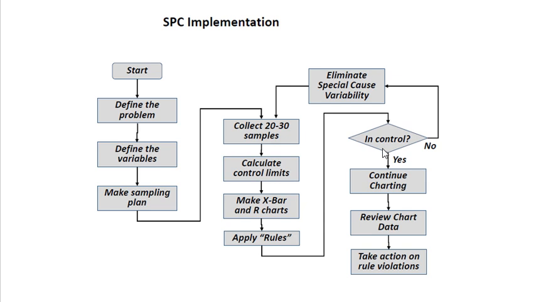And after the rules, we're going to look at whether our process is in control, yes or no. If no, then go back and do the same thing. And if you're in control, then we're going to continue charting the normal process. And you review the chart all the time. So this is what you're doing for monitoring. And then you're going to take actions on the rule violation if you ever violate the rules that you're following. Okay? So this is what we usually do in quality control.